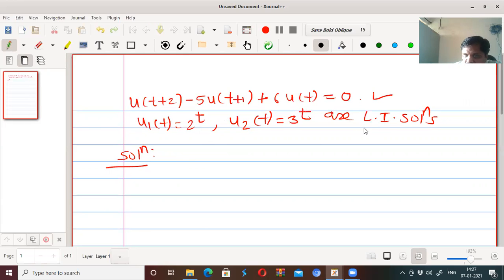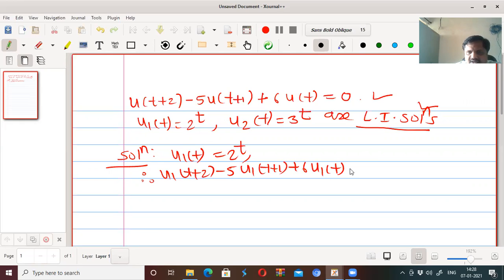First of all, we will show that these two are the solutions only. So let u1 of t equal to 2 to the power t. Therefore, u1 of t plus 2 minus 5 times u1 of t plus 1 plus 6 times u1 of t equal to. If this is equal to 0, then we can say that this u1 of t given by 2 to the power t is the solution of this equation.